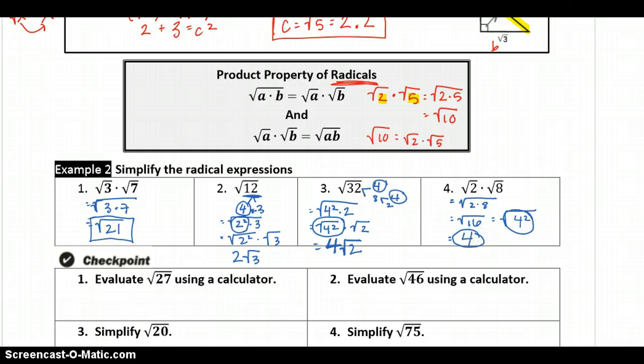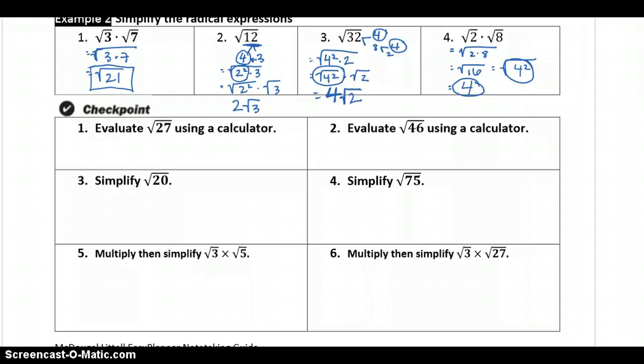Alright, so you are responsible for checkpoints number 1 through 6. And for number 1 and 2, you will be using your calculator to evaluate. And for numbers 3 through 6, you need to put your answer in the simplest form. You do not need to plug it into your calculator.